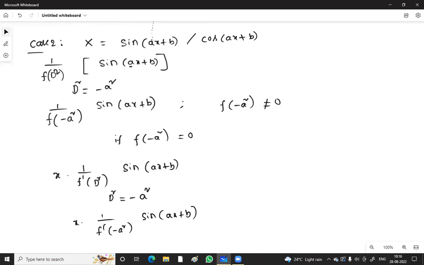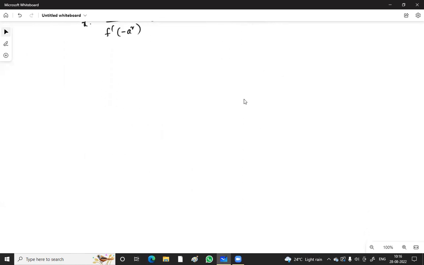Like this you have to repeat till the denominator is not equal to 0, because if the denominator is equal to 0, automatically it will be undefined. So this is case 2. I told you the same thing is applicable for cos(ax plus b) also. Now case 3.